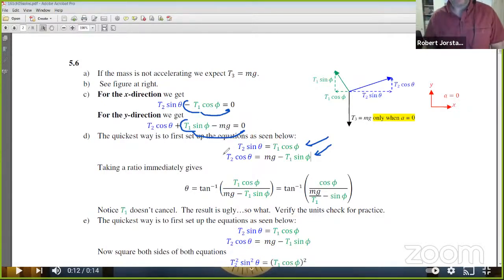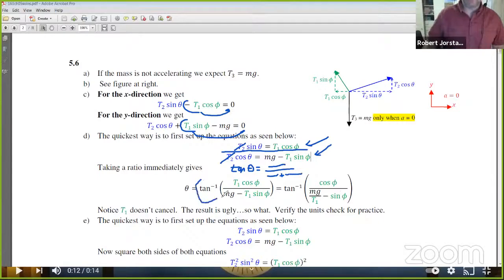Then you take a ratio. When you take the ratio, the T2 drops out and you get tangent theta equals a bunch of stuff. Then you take tangent inverse of both sides and you get this answer. It's ugly. So what? It works.